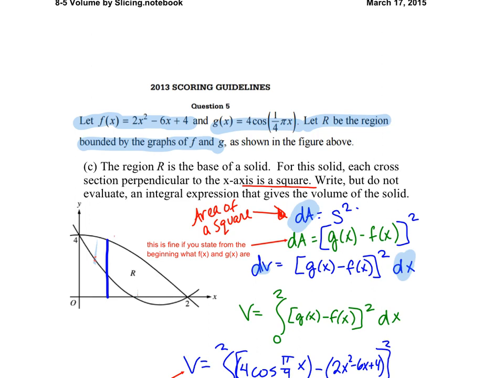So this is our R. This is just a base. It doesn't tell us what the figure is going to look like yet. As shown in the figure above, which is the figure below. I don't know why they call above below these days. The region R is the base of a solid. For this solid, each cross section perpendicular to the x-axis is a square. Okay, so it's got perpendicular. So it's going to be rising, like that. It's not going to be like this, because that would seem parallel.